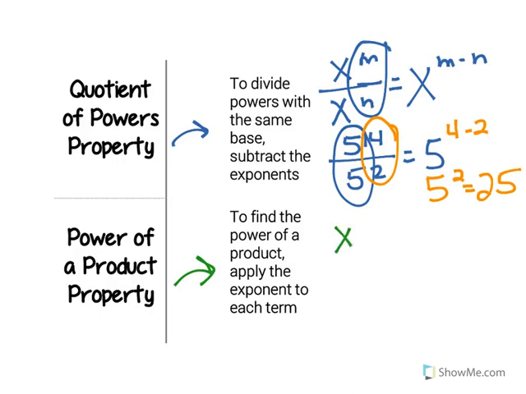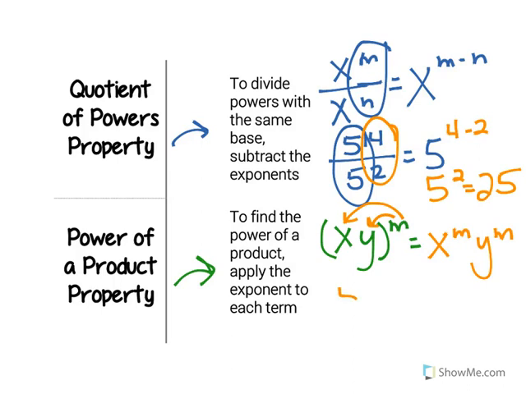Okay, so if we have, let's say, two variables like x, y, and we're going to raise that to the nth power. That means that we're just going to distribute that n to each variable, because those are different. That's an x and that's a y, so those are different. But we're going to apply that n to both parts. So x to the nth power and y to the nth power.